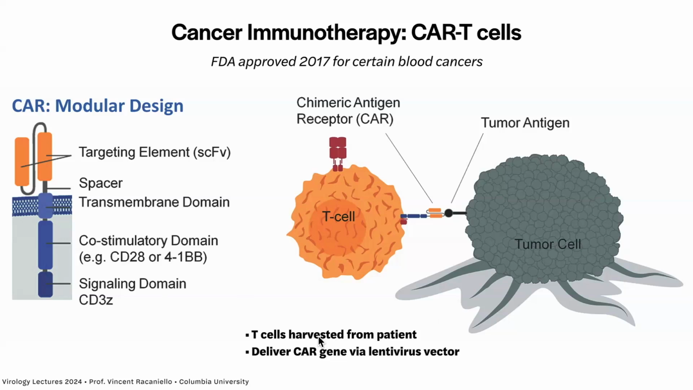You harvest T cells from the patient. You infect them with the CAR carrying lentivirus, and then you put them back in the patient, and they will enable the T cells to kill tumor cells, and they work very well for certain kinds of blood cancers. So it's another example of how we're using viral vectors to do oncotherapy or cancer immunotherapy.